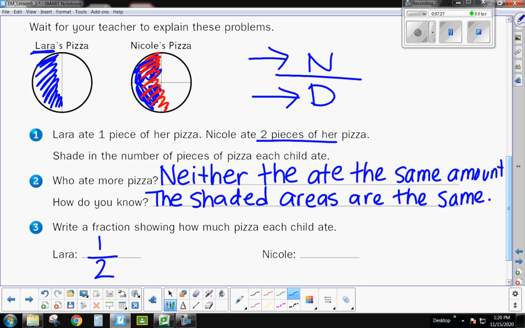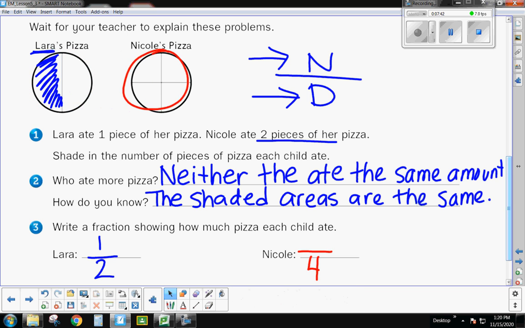Now, Nicole's pizza was cut differently. Nicole's pizza was cut into how many slices? Her pizza was cut into 4 slices. Same size pizza. They started out the same, didn't they? Okay, not like Quan's and Aiden's pizzas. These pizzas started out the same. They were just cut differently.